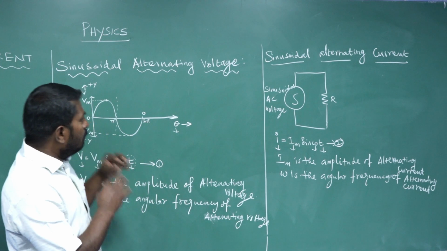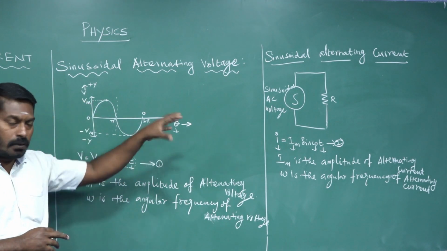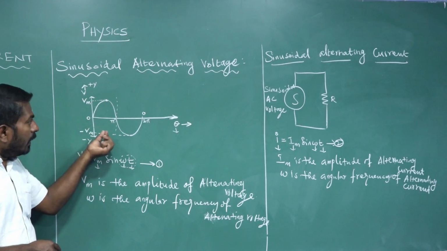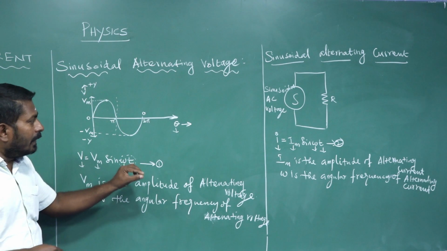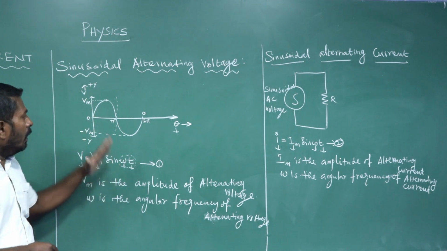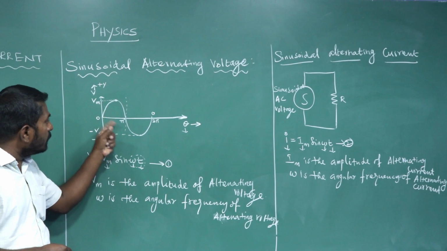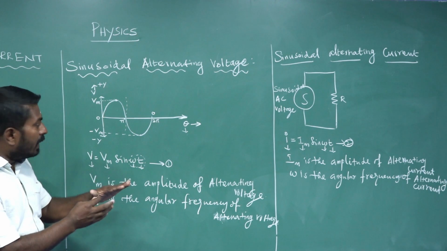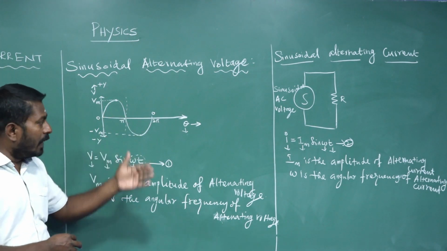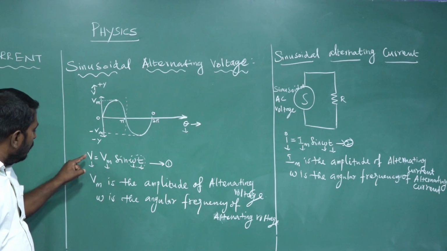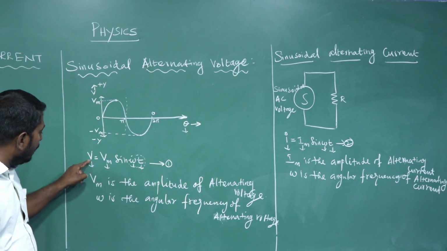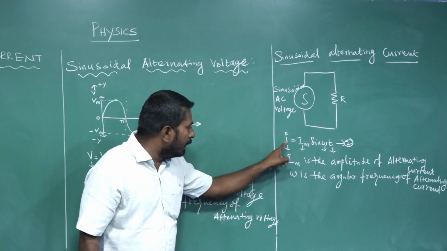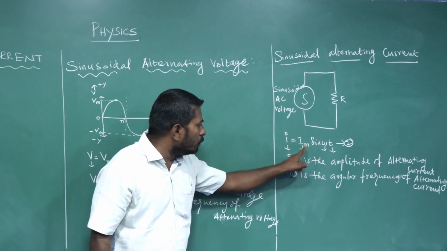The important thing in sinusoidal alternating voltage and also sinusoidal alternating current is that their magnitude continuously varies with respect to time. At every half cycle, the polarity of the voltage and the current also changes. It can be given by the expression: instantaneous value of sinusoidal alternating voltage V is equal to Vm sin omega t. Instantaneous value of alternating current can be given by the expression I is equal to Im sin omega t.